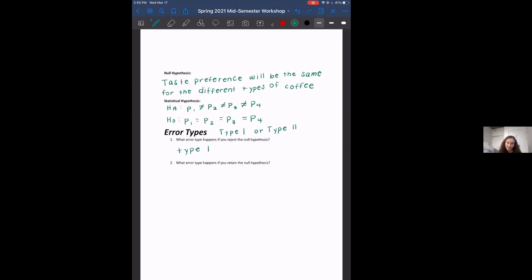So if we retain the null, that means it's a type what error? 2, yes, type 2 error. So anytime you retain the null, it's a type 2. So I'm going to write it right here. So reject the null. It's type 1. And then retain the null. Retain the null. It's a type 2. So does anyone have any questions on that?